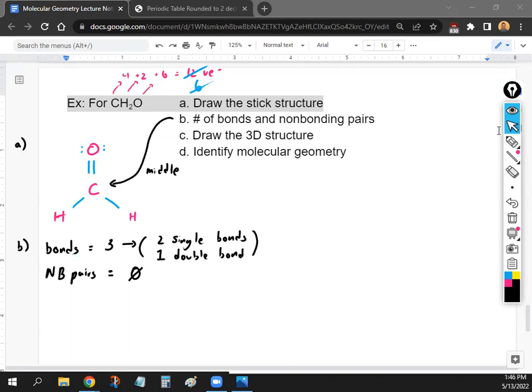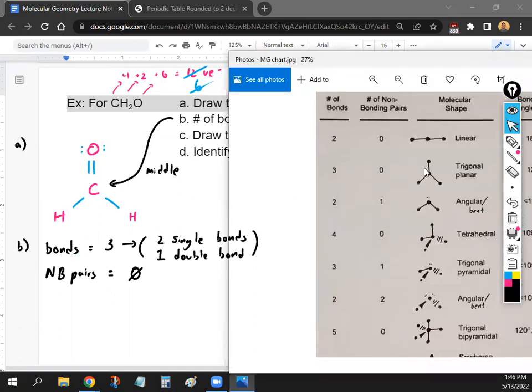Okay, let's move on to part C. So we have 3 bonds and 0 non-bonding. So if we look at our chart, 3 and 0 is this thing right here, this little triangle shape. And so if we want to copy down our little structure, this one can stay exactly the way it is. We can just copy it down like this. Okay, so you don't always need to come out of the page and into the page for your structures if that's what we have right here. So that's totally fine. And then the shape is called trigonal planar.